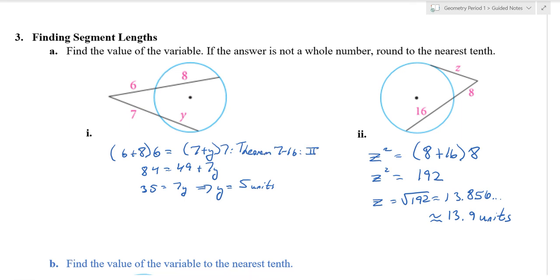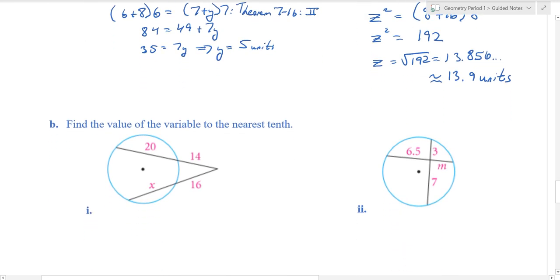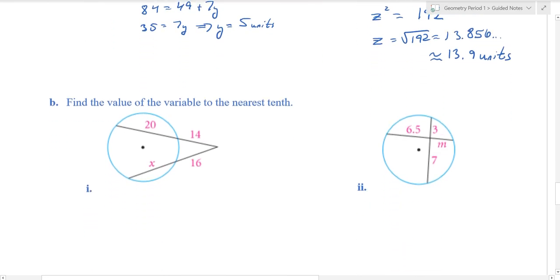And part B. Part B has 2 problems for you to do. So take a look at the problems, actually at the diagrams. It says to find the value of the variable to the nearest tenth on number 1 and on number 2. Good luck.